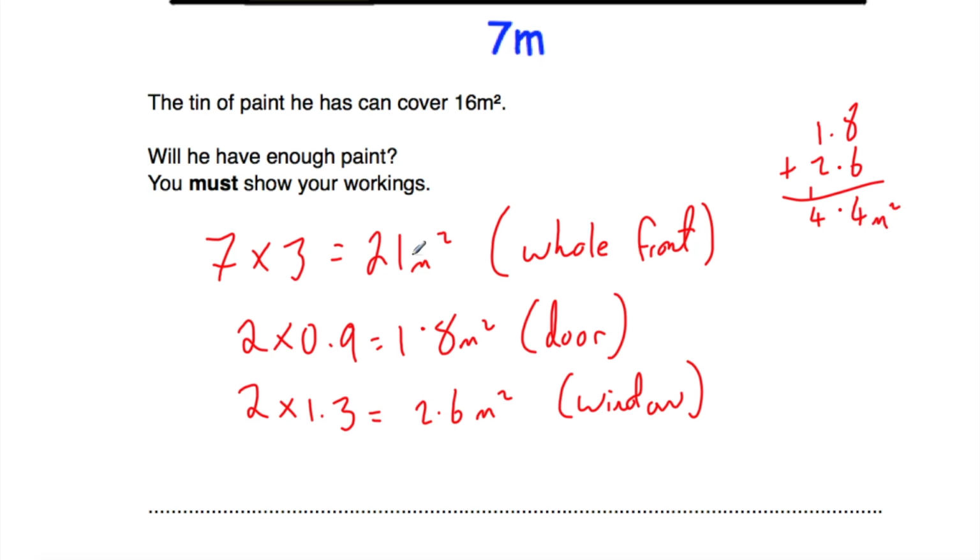Now the whole front of the house is 21 square meters, so 21.0 subtract 4.4. Let's see what that's equal to. So 0 take away 4, let's borrow. So that's now a 0 and a 10. 10 take away 4 is equal to 6. 0 take away 4, well, we're going to borrow again. 10 take away 4 is equal to 6, and we've got our 1 there. So that's 16.6 meters squared.